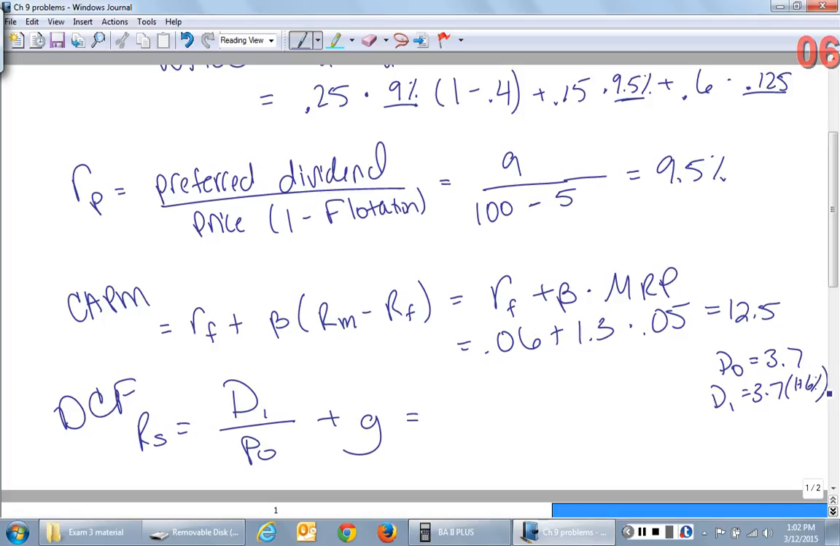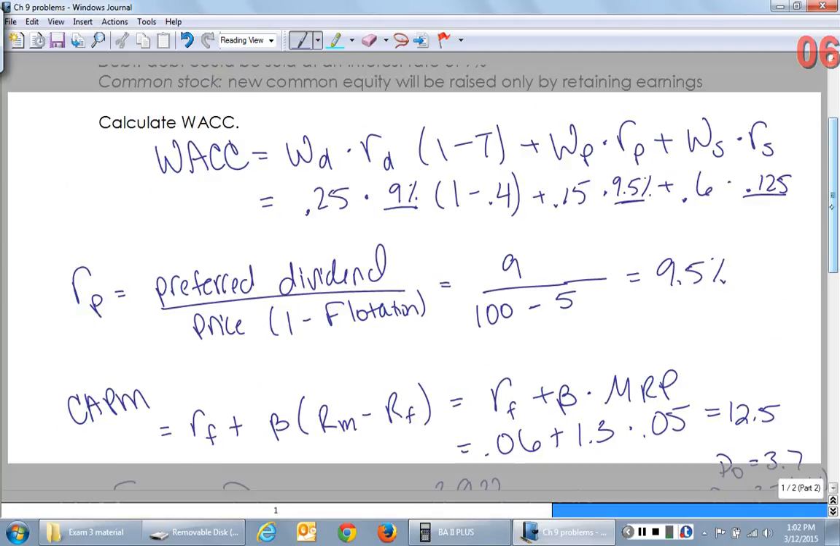So 1 plus 6%. And that gives you 3.922. So our next dividend payable is 3.922. We divide that by the current price of $60. And we add to that the growth rate of 6%. And you get 12.5% again. So it doesn't matter which method you use, you get the same result. But now that we have all of the components for calculating the weighted average cost of capital, we can work this out.